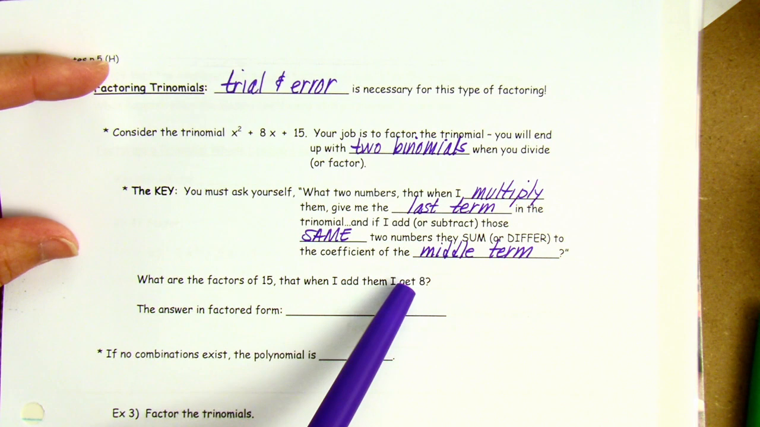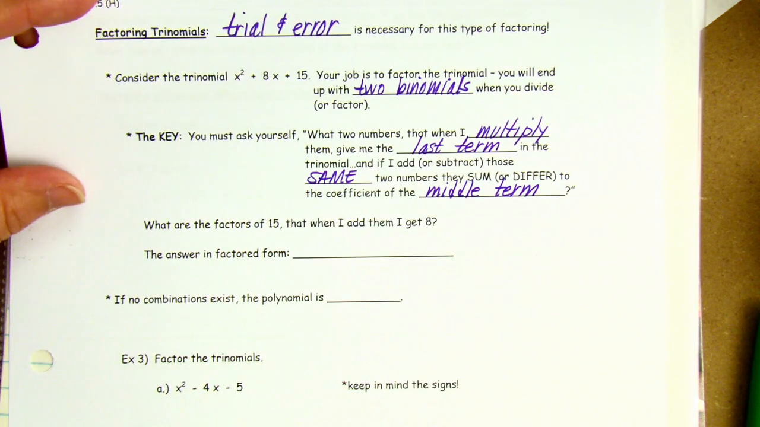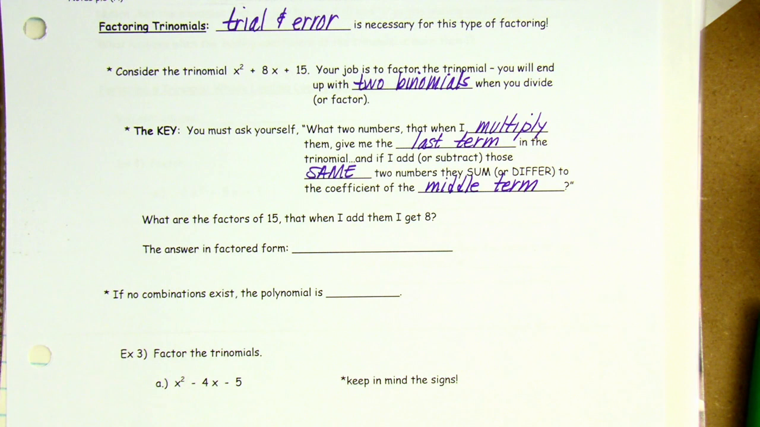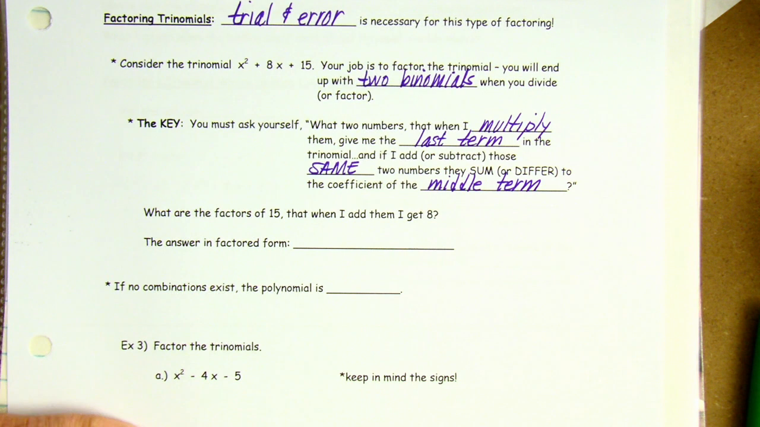Well, factors of 15 meaning what two numbers are going to multiply to give me 15? Well, 1 times 15 is 15, and 3 times 5 is 15, and I believe we're out of factors. So is it 1 and 15 that add to 8, or is it 3 and 5 that add to 8? You should see that it's 3 and 5.